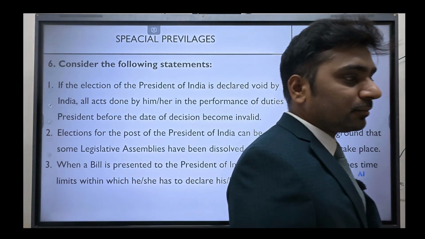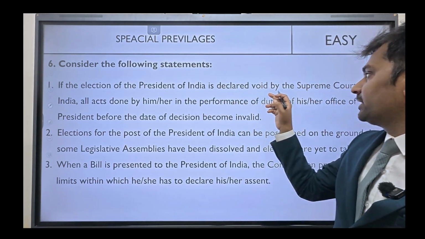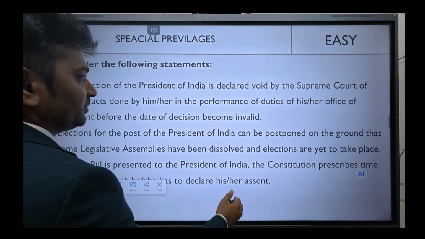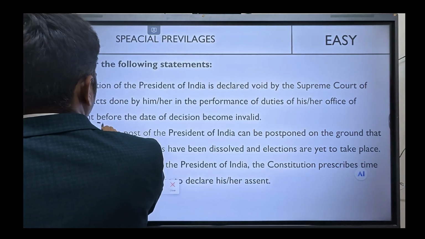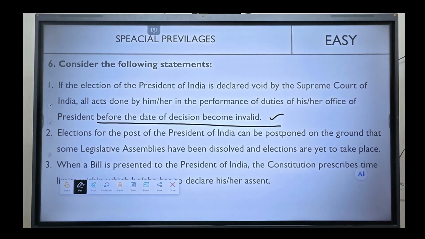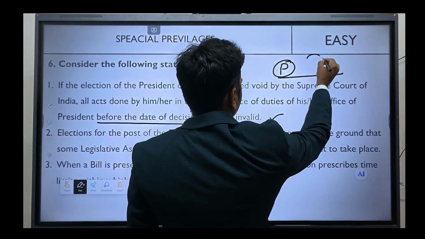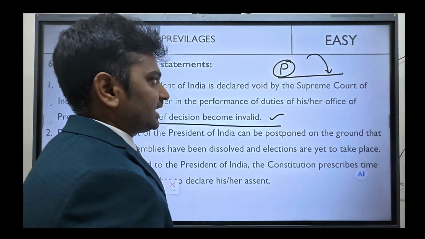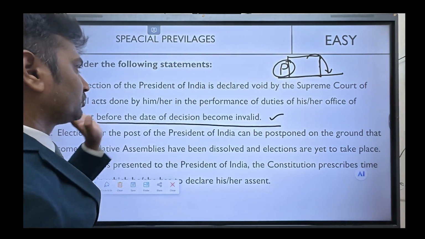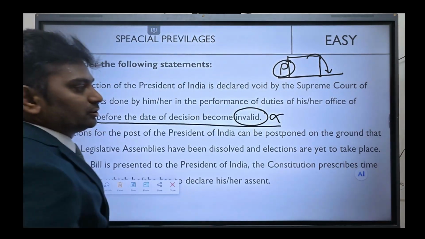Next, the question deals with the special privileges of the President and Governor. If the election of the President of India is declared void by the Supreme Court of India, all the acts done by him or her in the performance of the duties of their office before the date of decision become invalid. So what they are saying is, say a president is elected, and later it was said that he was disqualified. Whether the acts committed by the president up to that time will become valid or not. Yes, this is a simple provision that they will be valid. They are not going to be invalid.